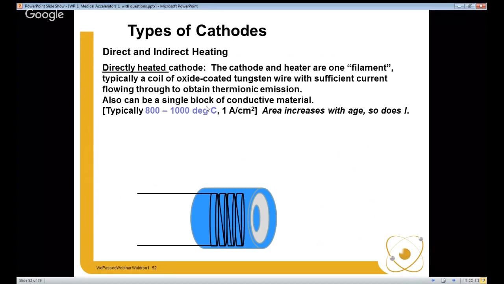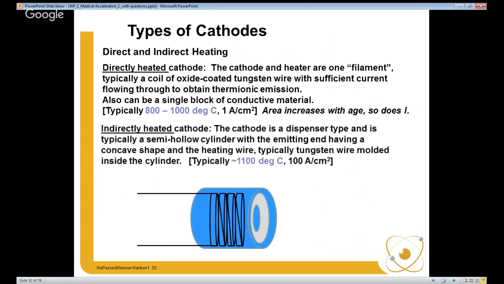Again, these are typically 800 to 1,000 degrees centigrade, 1 amp per centimeter squared. As these age, the surface area increases. And so as these age, the gun current increases under otherwise fixed conditions. So for my directly heated machine, if I watch gun current, I might be able to predict failure.